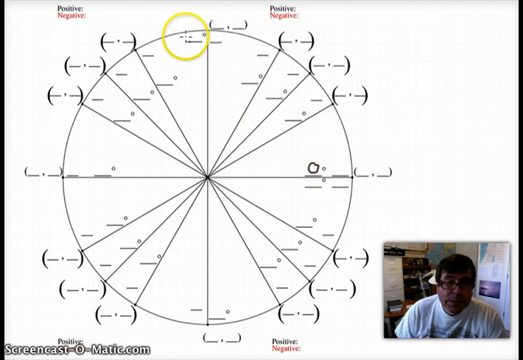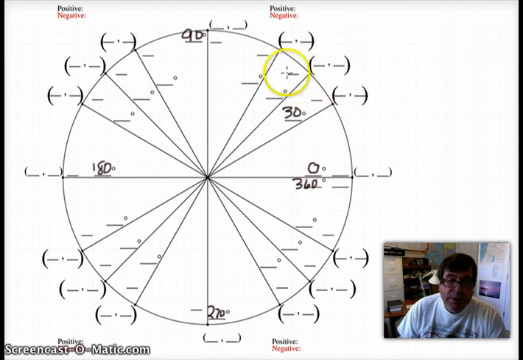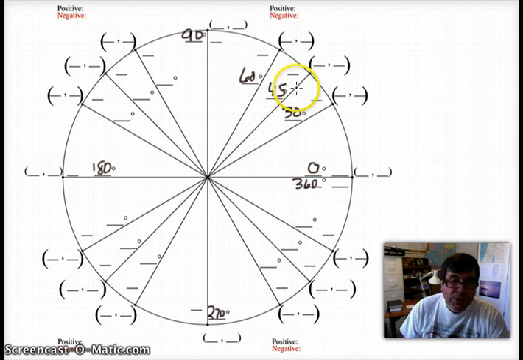0 degrees, 90 degrees, 180 degrees, 270 degrees, and then 360 degrees. All right, let's deal with these degrees right here. Of course, we're going up by 30, so that would be 30, then 60. Okay, that makes sense. Of course, this is 45, halfway in between. Let's put the 45s around the circle.